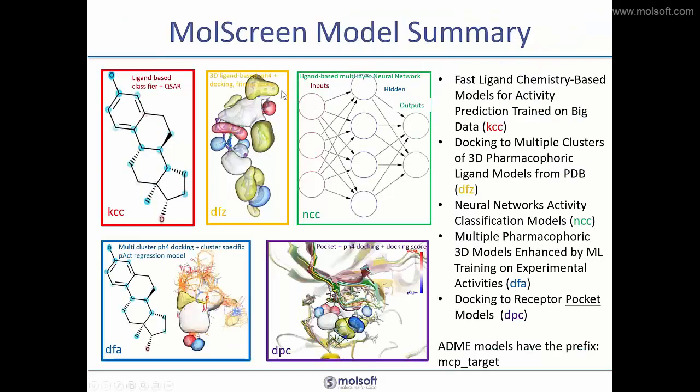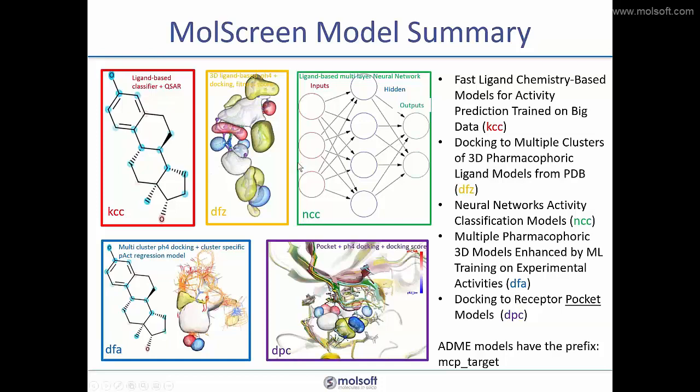And so basically, we have different kinds of MolScreen models. The most basic ones are the fast type models, which are chemistry-based models for activity. This is predicted based on big data. So these are ligand-based classifiers, like QSAR models. We also have models which incorporate the 3D conformation of the ligand, the 3D pharmacophore, basically. So these points represent pharmacophoric properties of one or more chemicals that are known to bind to a particular target. So you can use these to train and build your models.